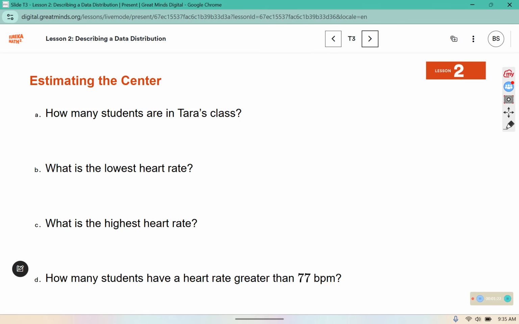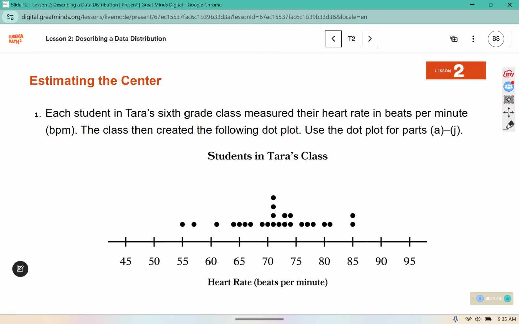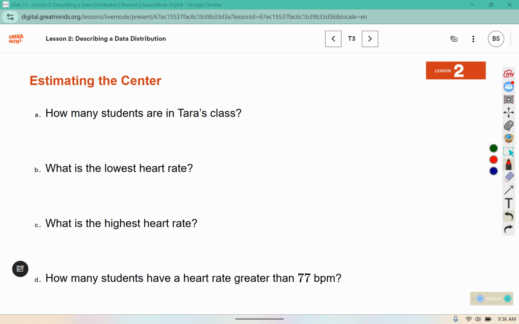How many students are in Tara's class? Each one of these dots represents one 6th grade student. So if we count up all the dots, that will tell us how many students are in her class. There are 25 dots, so that means there are 25 students in her class.